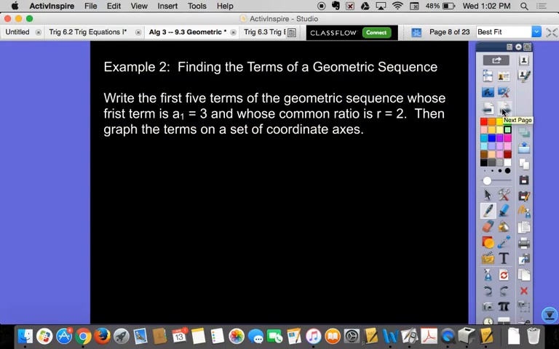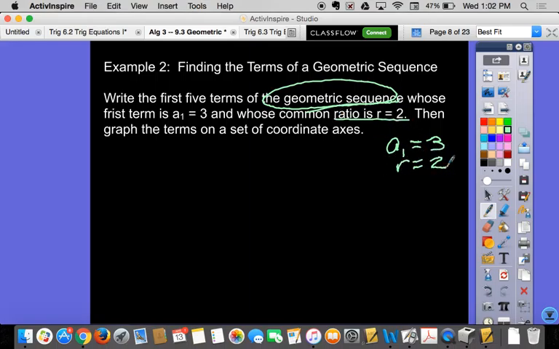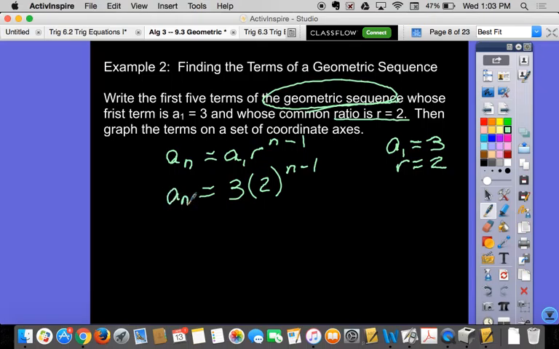Okay, now to start off, the first example says write the first 5 terms of the geometric sequence. So it's important that you determine what kind of sequence you have. Then they stipulate that the first term is 3 and the ratio is 2. So use the explicit form that you just saw, a sub 1 times r to the n minus 1, and put your information in. You've got 3, and then 2 to the n minus 1. So now you have your a sub n formula.